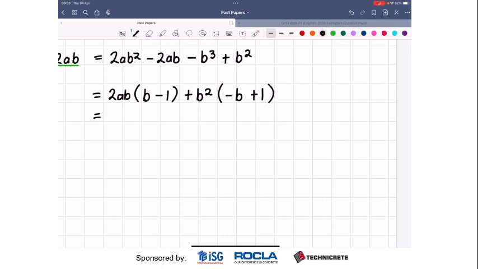So I'm keeping this first bit the same. I'm taking out a negative 1 from this bracket, so that means that my sign here has to change. So I've now got negative b squared. And the operations in the brackets are going to change around. So now I'm going to have negative 1 and a positive b.